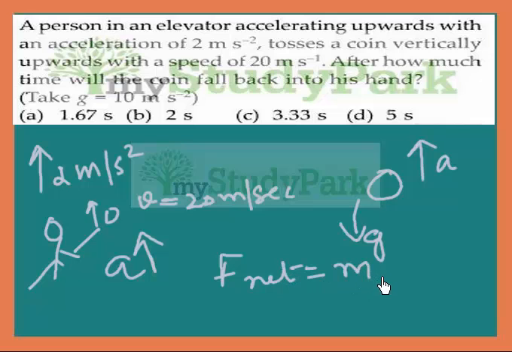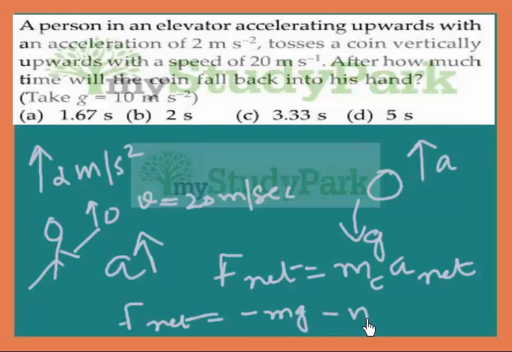Net force on this particular coin is mass of the coin into net acceleration. Net acceleration, that is what we want to find. So F net is also equal to minus mg, which is in the negative direction. I have taken downward direction as negative, minus m into plus a because it is going in the positive direction. So I get minus of mc into g plus a.